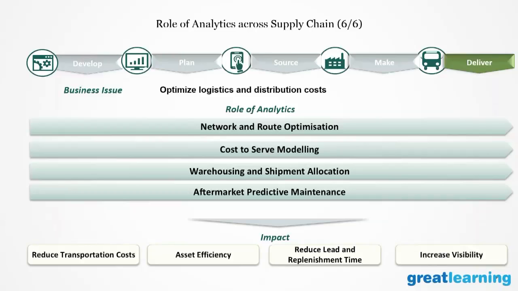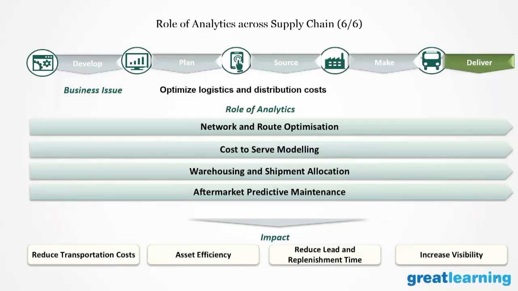Second is what we call cost to serve modeling. Basically, you're modeling all the cost associated with delivering a product right from its manufacturing phase to the way it's delivered. So all the associated costs, you model it, and then using that analytics and visualization, you figure out where you can identify opportunities to save. So that's what cost to serve modeling is.